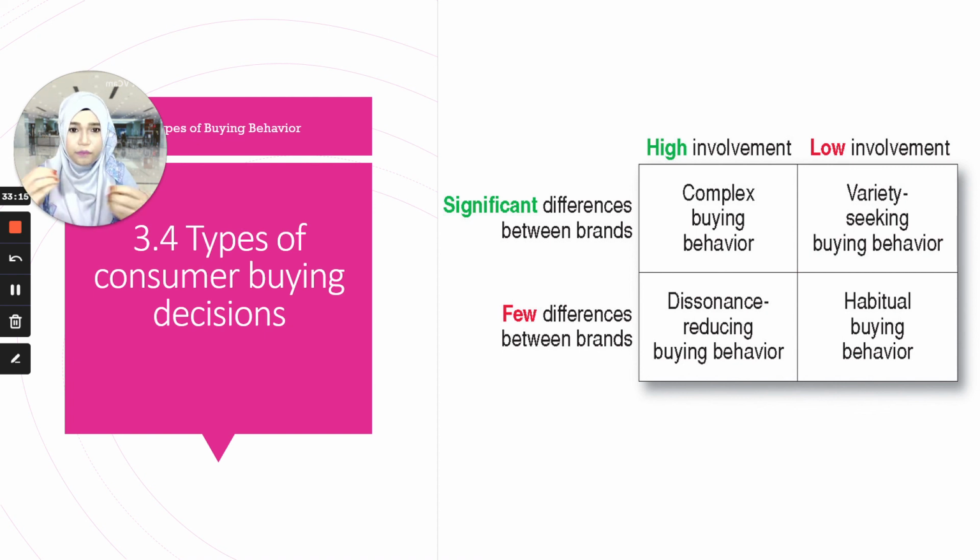For example, when you want to buy running shoes, of course, running shoes are quite expensive. It has high involvement because you need to think first. What is the style of running that you have? Where do you want to run? Is it for long distance or short distance running? So the differences between brands are not much. For example, Nike and also Adidas.